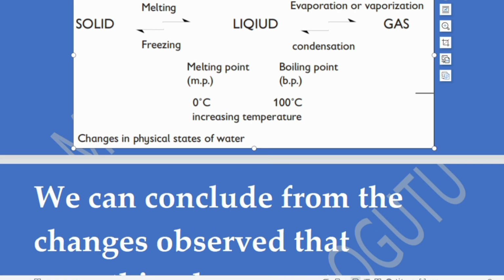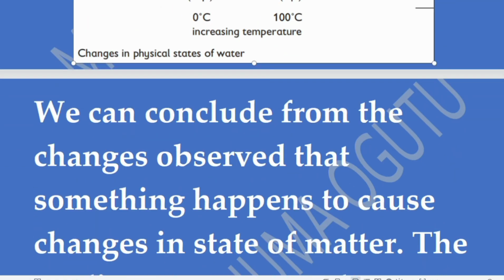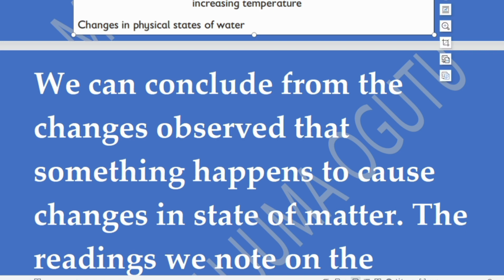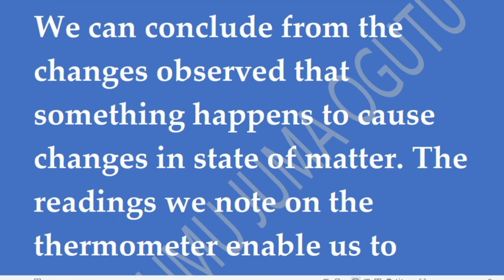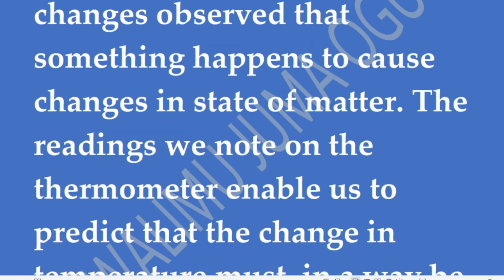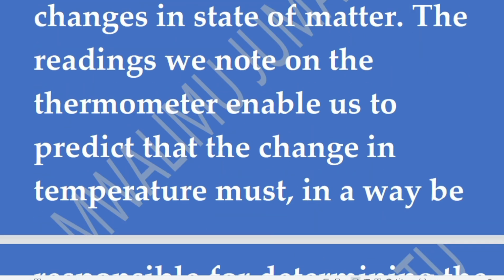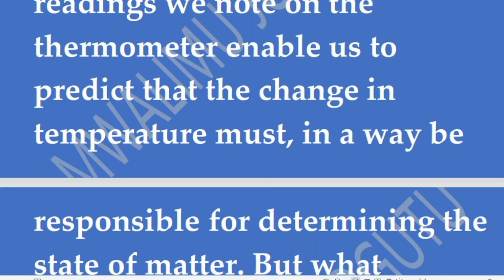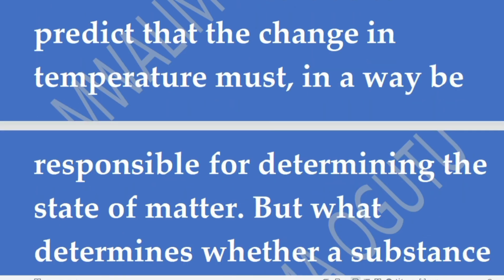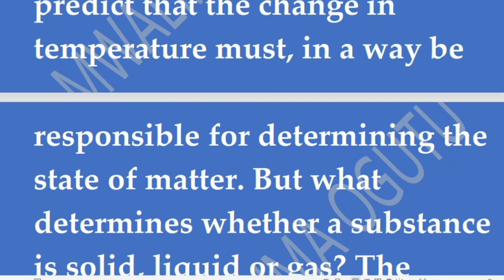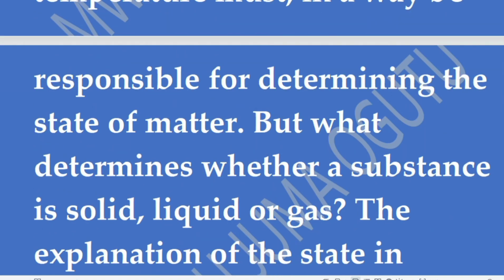So we can conclude from the changes observed that something happens to cause changes in state of matter. The readings we note on the thermometer enable us to predict that the change in temperature must in a way be responsible for determining the state of matter. But what determines whether a substance is a solid, liquid, or gas?